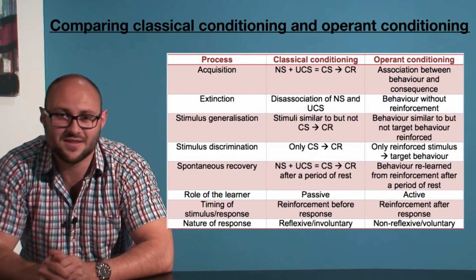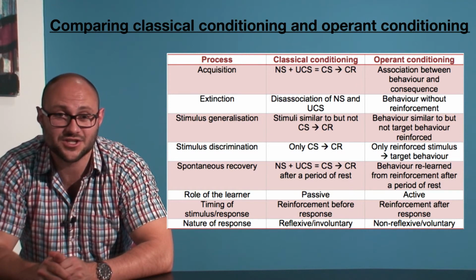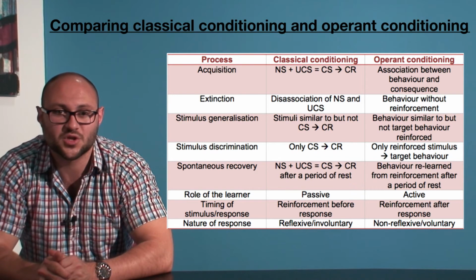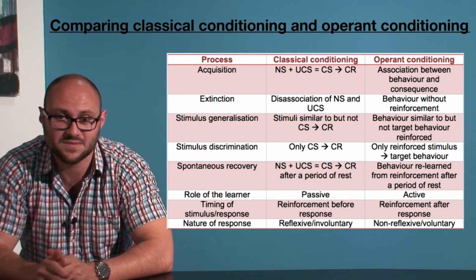So there you have it. There are 8 differences between classical conditioning and operant conditioning. In a question that asks you to discuss the difference between the two learning theories, these differences become particularly useful to remember.